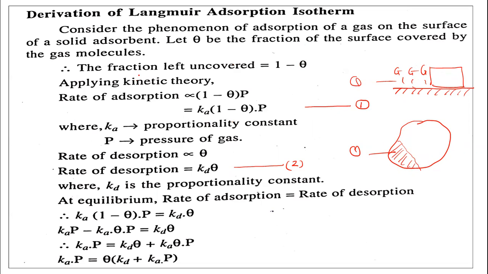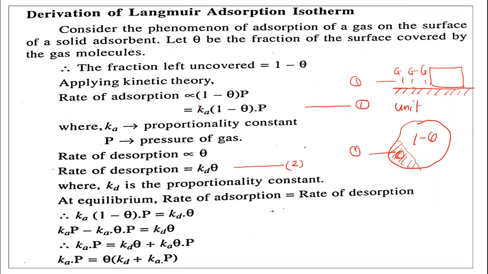So let us write here the fraction left uncovered. Suppose that this is unit surface area and theta is the surface area covered. So this is theta, so it is 1 minus theta. So the fraction left uncovered is equal to 1 minus theta.